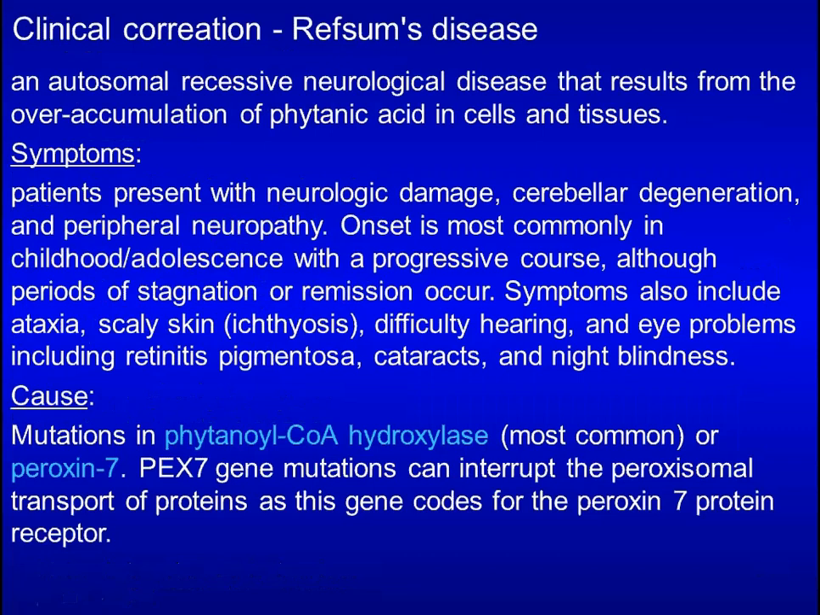Refsum disease is most commonly caused by phytanoyl-CoA hydroxylase deficiency. In Refsum disease, buildup of phytanic acid primarily affects the nervous system. Patients present with neurologic damage, cerebellar degeneration, and peripheral neuropathy.